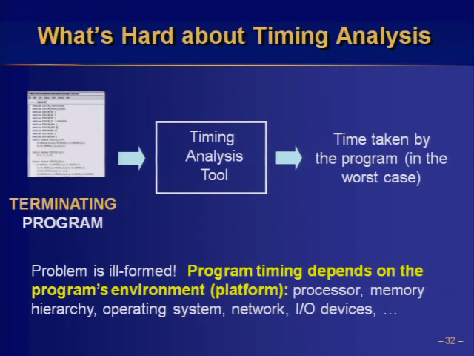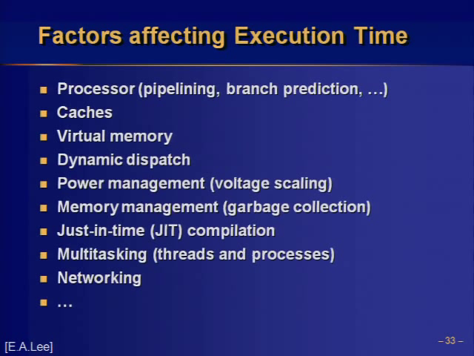So this is a harder problem than has traditionally been addressed by techniques like model checking, because the environment has to be modeled, and there's way too much to accurately model here, at least by humans. If you were to make a list of all the factors that affect execution time in modern hardware and software, it's very easy to fill an entire slide and more.